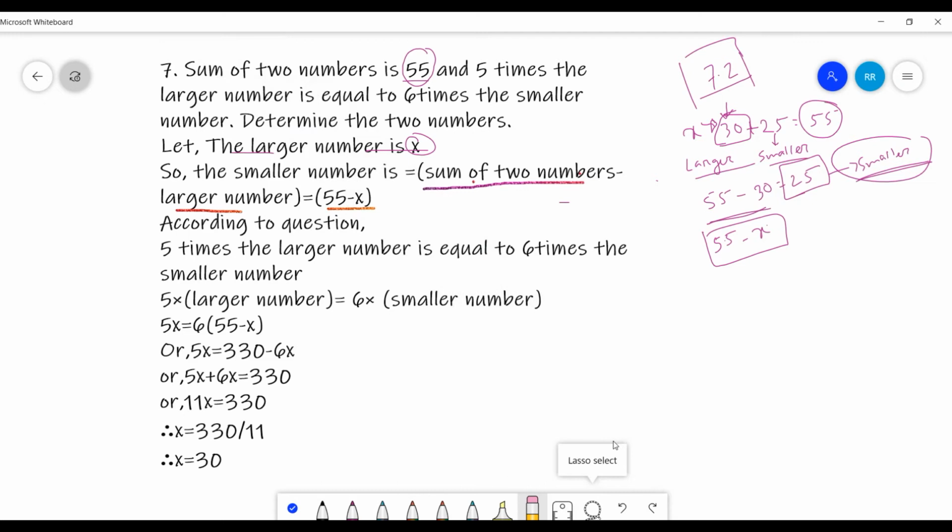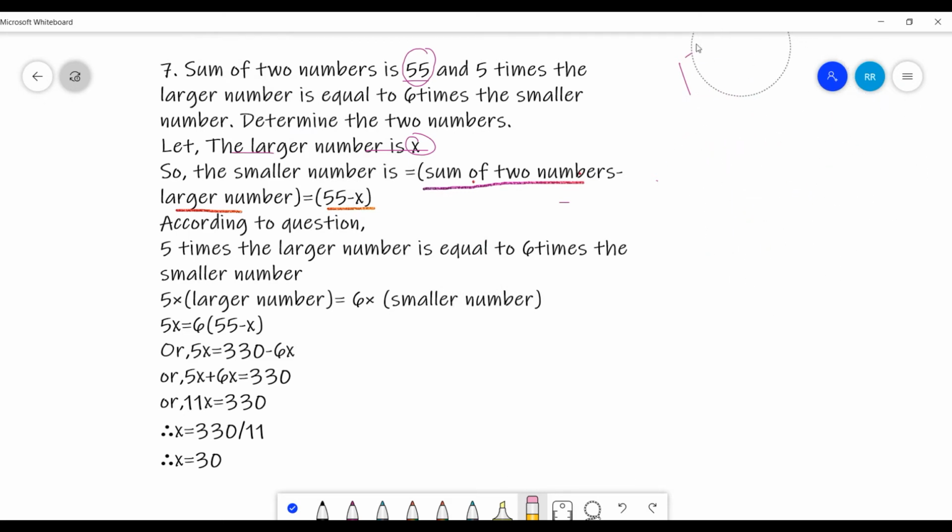So what is the toughest part? This line: and 5 times the larger number is equal to 6 times the smaller number. This one is the trickiest part. So I have written it down like this. According to the question, 5 times the larger number is equal to 6 times the smaller number.